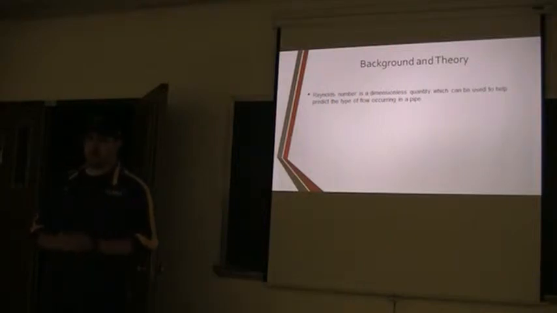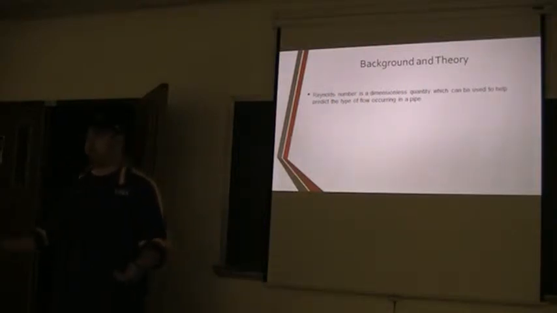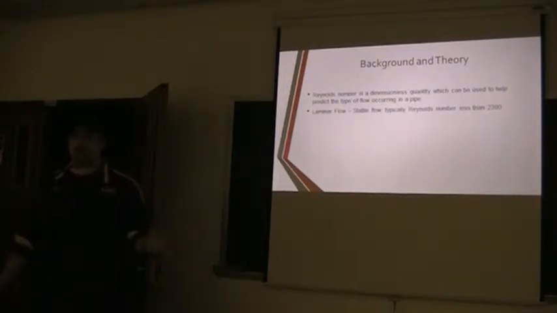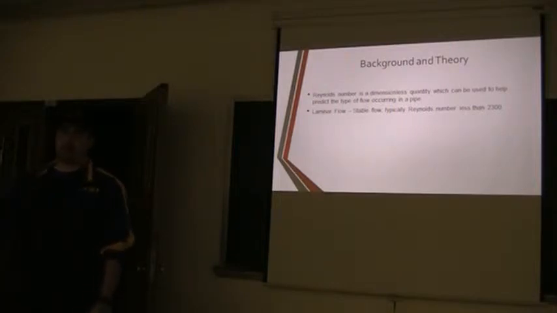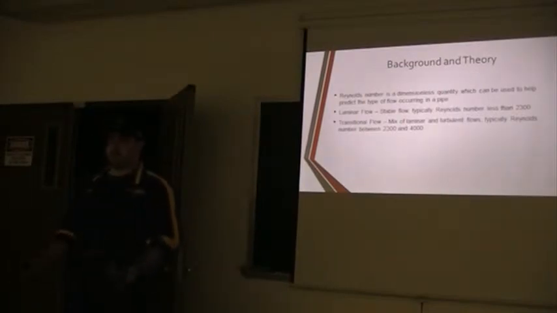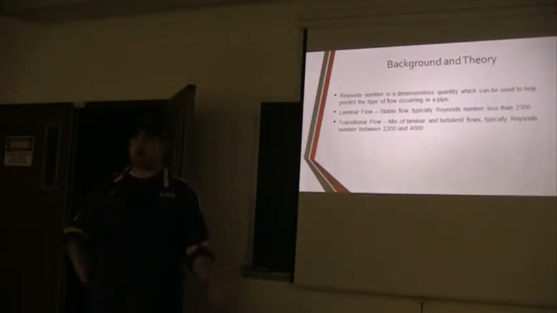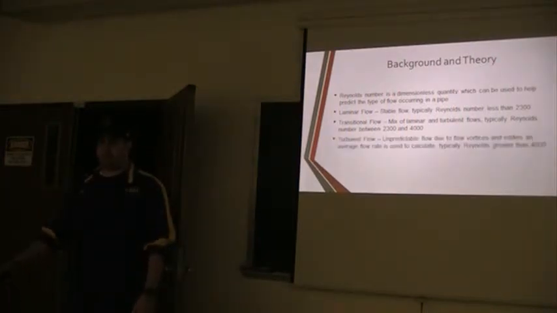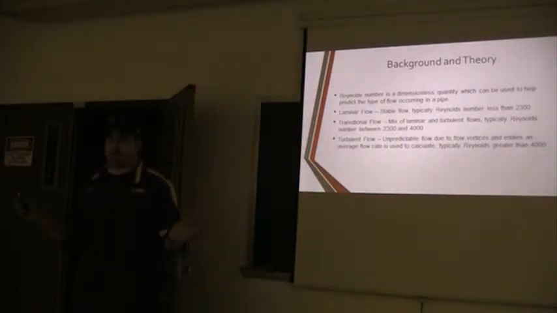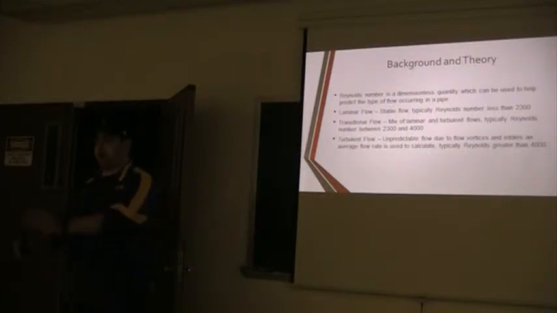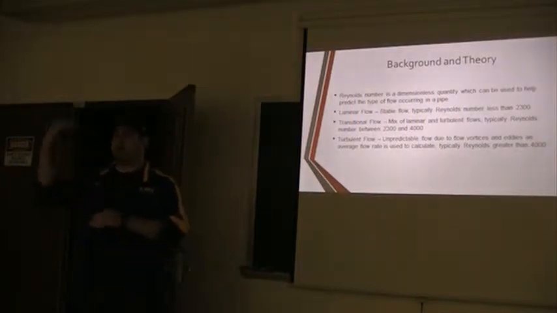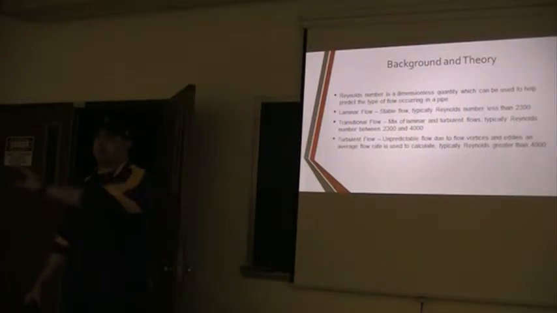A Reynolds number is a dimensionless quantity. It can be used to help predict the type of flow occurring inside of the pipe. Laminar flow is a stable flow and it typically has a Reynolds number less than 2,300. Transitional flow is a mix of laminar and turbulent flows, and its Reynolds number is typically between 2,300 and 4,000. Turbulent flow is an unpredictable flow due to its vortices and eddies. The average flow rate is what you use to calculate the Reynolds number, and it's going to be greater than 4,000. So the turbulent flow is going to be mixing around. You see a lot of mixing; it won't be just a smooth pipe flow.